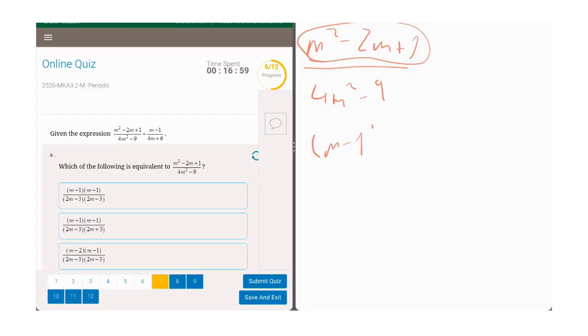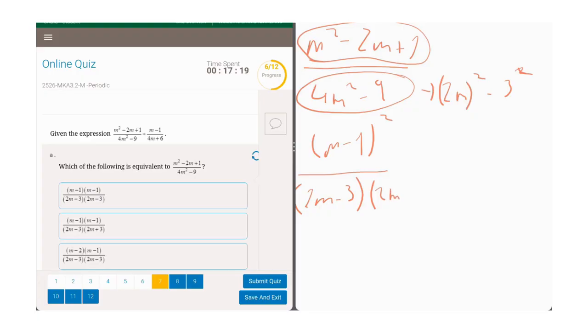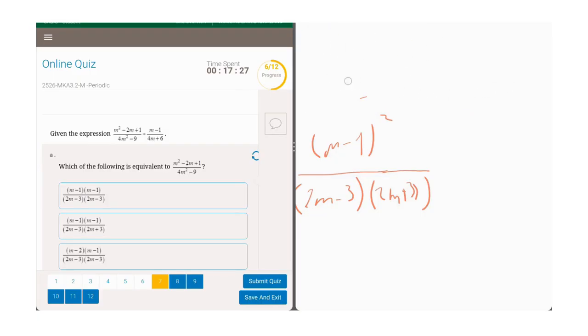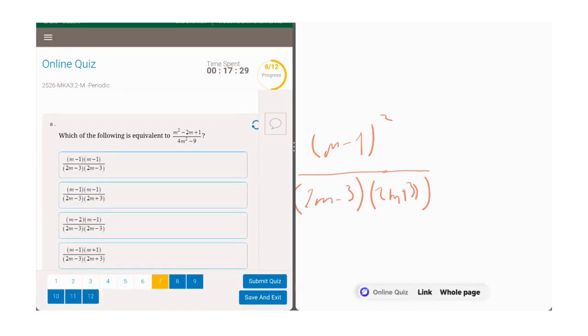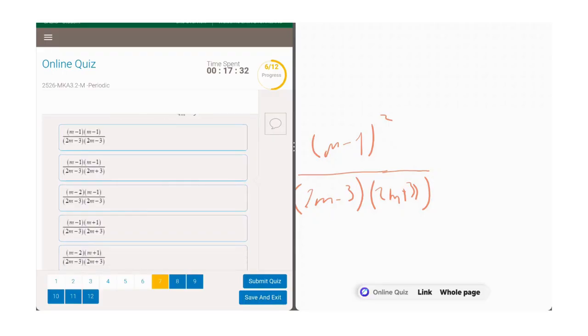m minus 1 squared. Then for the denominator, we can use a difference of two squares. This is equal to 2m all squared minus 3 squared. So technically we can write this as 2m minus 3 into 2m plus 3. And that will be the answer of the first fraction. m minus 1, m minus 1, over 2m minus 3 into 2m plus 3.